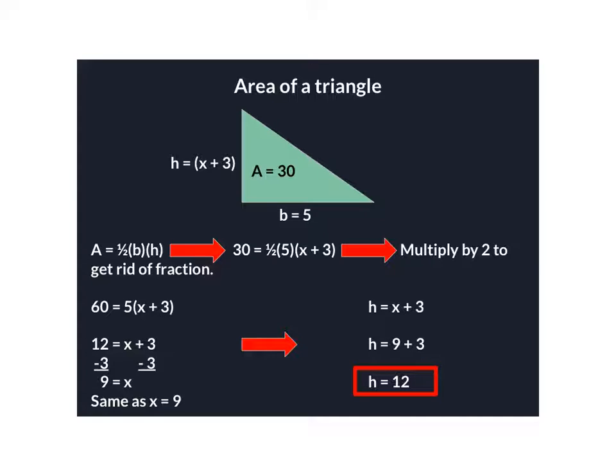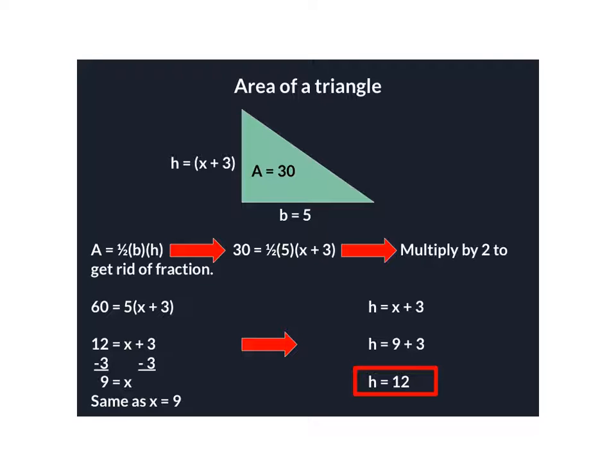So for this problem, we're giving you an area of 30. We're given a base of 5. And then we're given this expression right here that represents the height of x plus 3. So taking this formula right here and substituting everything in that we know, we get this equation right here. The area 30 is equal to 1/2 the base of 5 times the height of x plus 3.